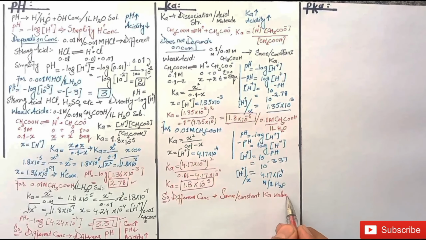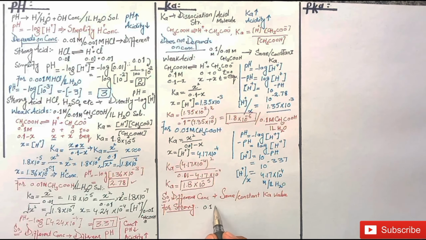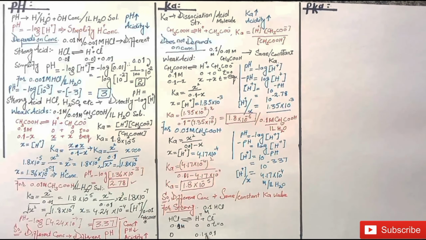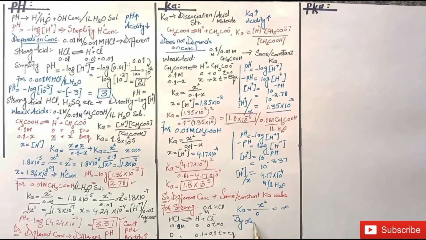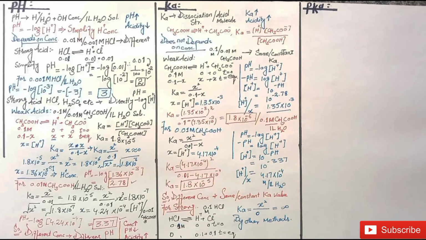The Ka value of strong acids is infinite. For example, when we dissolve 0.1 molar hydrochloric acid in 1 liter aqueous solution, at the time of equilibrium all the hydrochloric acid dissociates and forms hydrogen ions and chloride ions. So there is no concentration of hydrochloric acid. As Ka is the ratio of concentration of product to concentration of reactant, and here the concentration of reactant is 0, but we can find it through other methods.